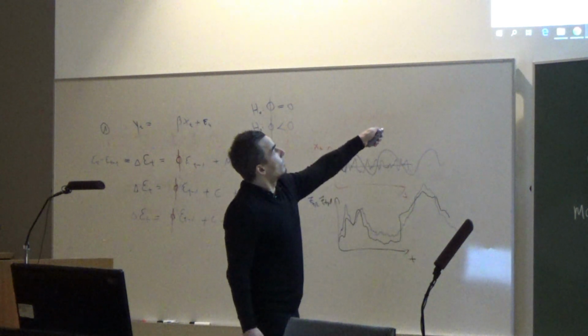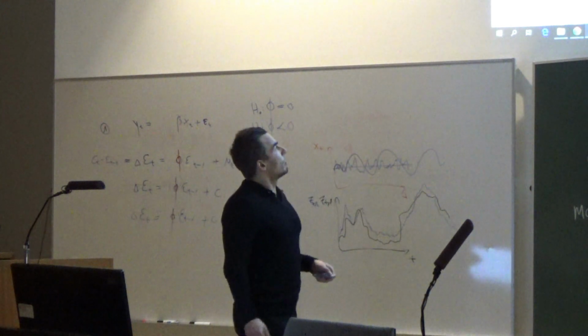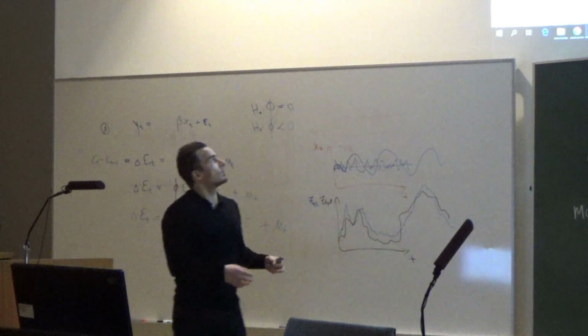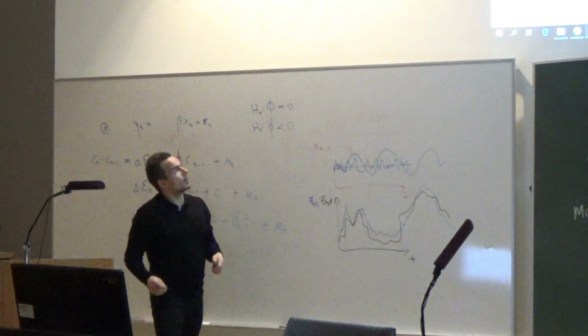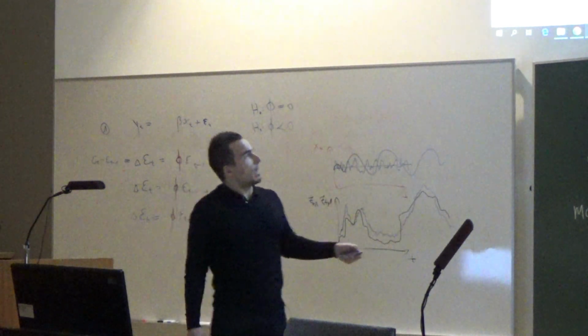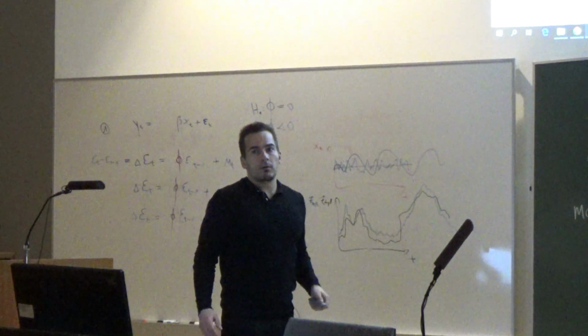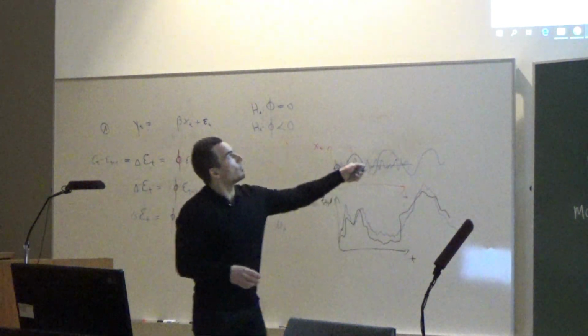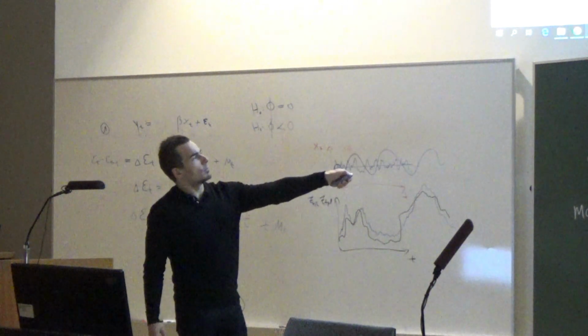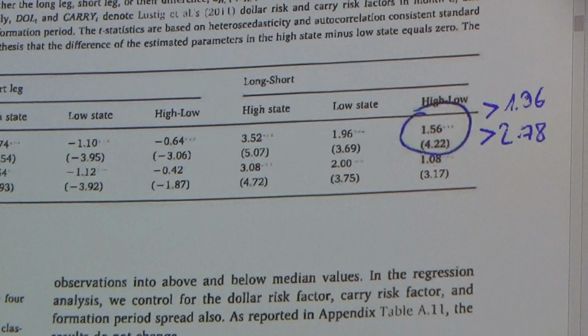So here we added the formation period spread, which is the return difference of our portfolios in the previous month, the formation period. And what we see here is the payoff becomes even larger. The payoff even increases. So this is, of course, driven by a correlation. But anyways, our results remain robust because the return difference between high and low state in cross-sectional currency return dispersion is significant with a t-statistic of 4.22. So the t-statistic just increases.